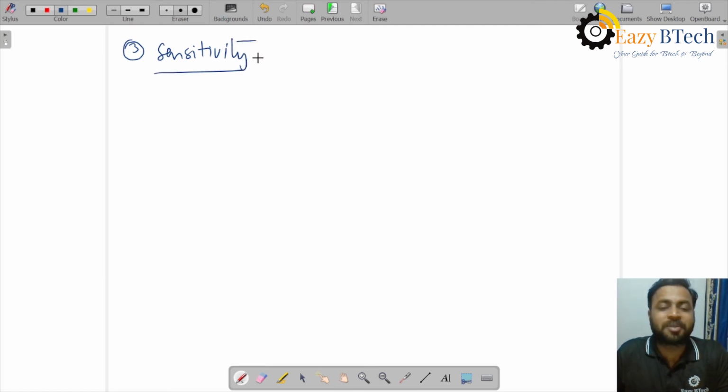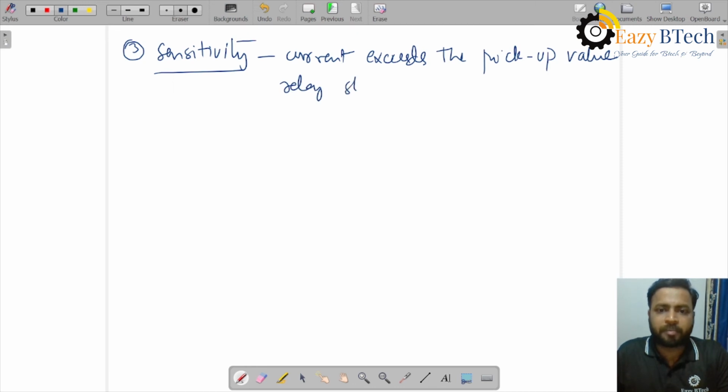So what does sensitivity mean? Sensitivity means when the current in the system just exceeds the pickup value. Okay, current exceeds the pickup value, the relay should operate.